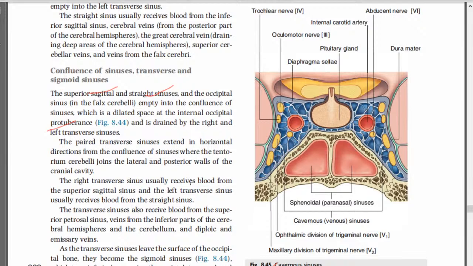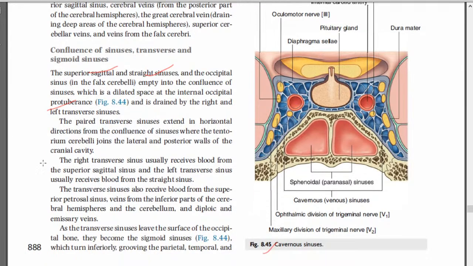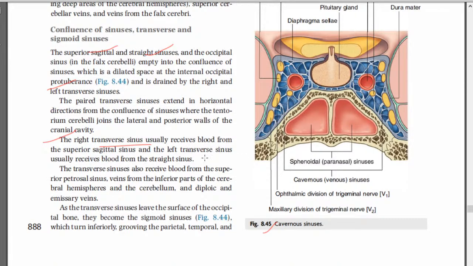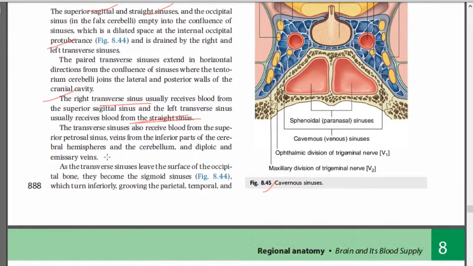The right transverse sinus usually receives blood from the superior sagittal sinus, and the left transverse sinus usually receives blood from the straight sinus. The transverse sinus also receives blood from the superior petrosal sinus, veins from the inferior part of the cerebral hemisphere and cerebellum, and diploic and emissary veins.